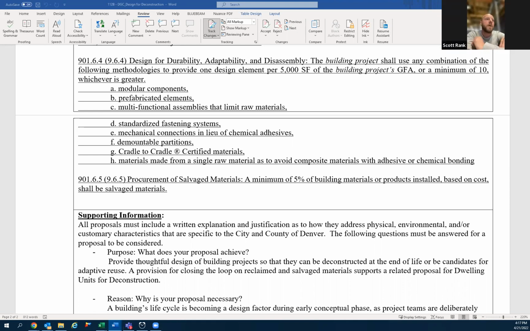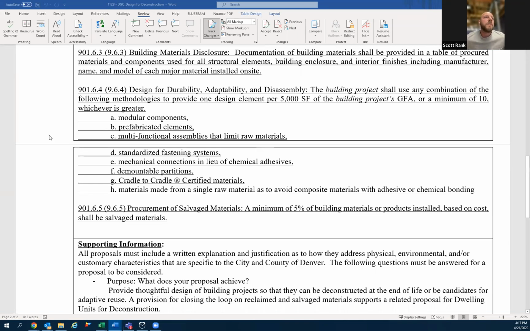Thanks. Yeah, a couple of questions to that same section, 9.6.4. The first is just a clarification on the initial language. It talks about providing one design element per 5,000 square feet of the building project, or a minimum of 10, whichever is greater. I'm struggling to see what the 10 is, a minimum of 10 what? So there's A, B, C, D, E, F, G, H. That's not 10. Maybe just clarify that.